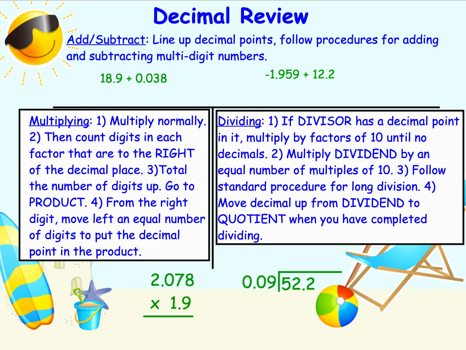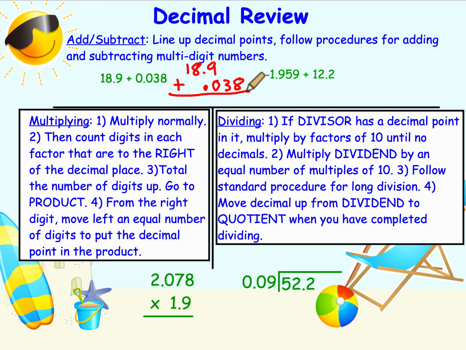So adding and subtracting decimals, remember, you just need to line up the decimal points. So if you were going to add 18 and 9 tenths and 38 thousandths, you would do it like this: 18 and 9 tenths, and put the decimal point for 38 thousandths here, put the 0 underneath the 9, and the 3 and the 8 to the right.